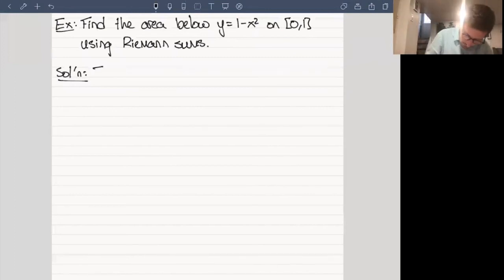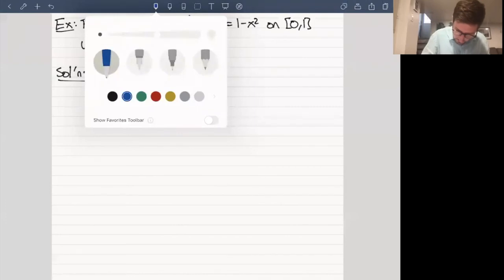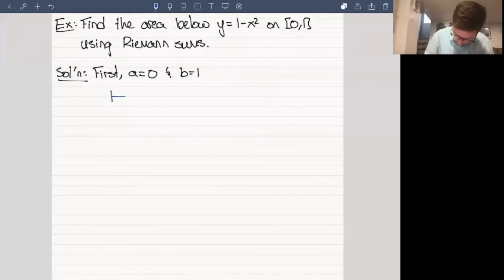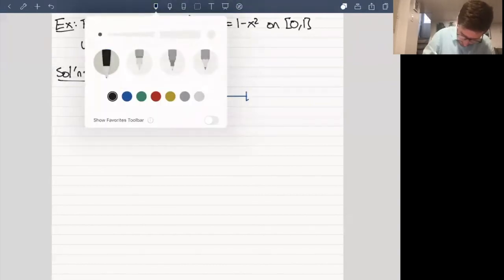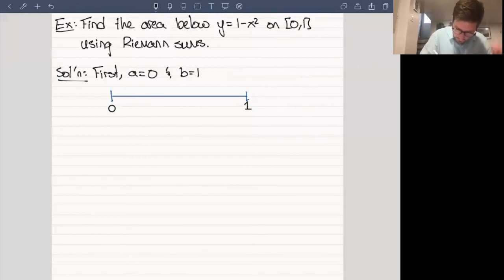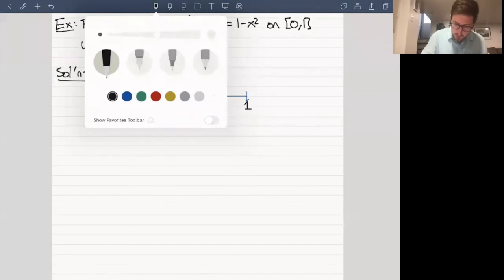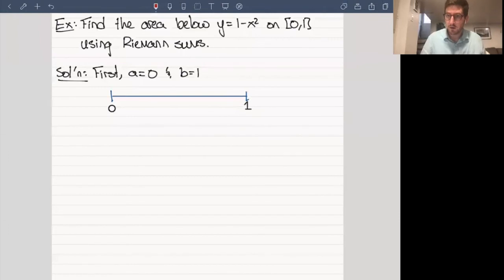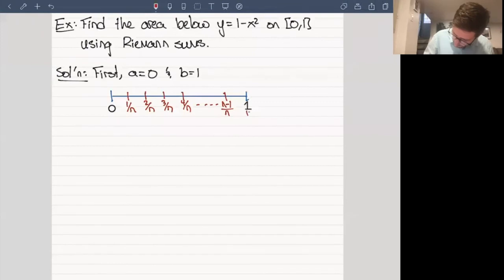Well, in this case, first, a is equal to 0 and b is equal to 1. And so that means that we're going to subdivide our interval from 0 to 1 into n different intervals, and each one is going to have length (b minus a) over n. So b is 1, a is 0, 1 over n. So that means that the points we're interested along this are 1 over n, 2 over n, 3 over n, 4 over n, all the way up to (n minus 1) over n. And finally, we can think of 1 as n over n.